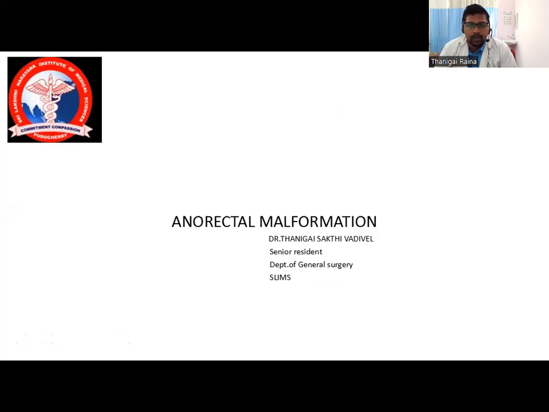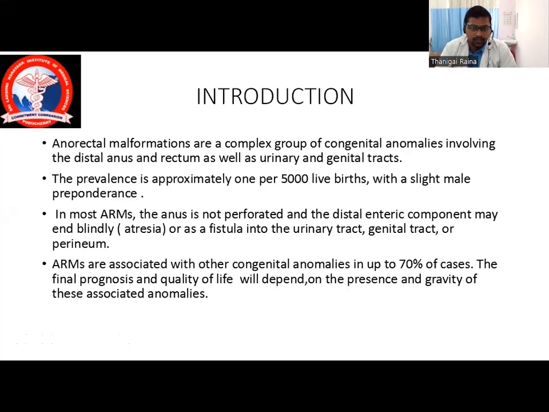Today we will see about anorectal malformation. So we'll go into the topic straight away. So coming to introduction. So what are anorectal malformations? This is a complex group of congenital anomalies involving the distal anus and the rectum as well as the urinary tract and genital tract. So it is more common in babies.